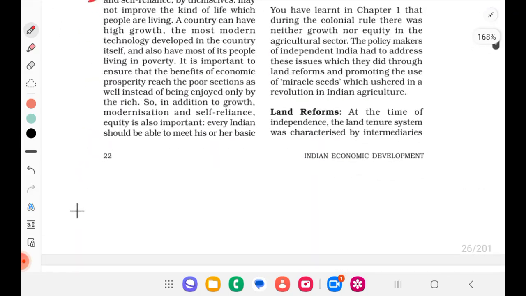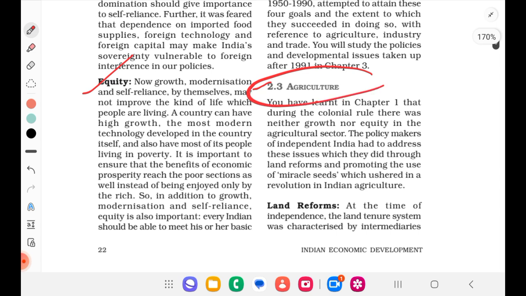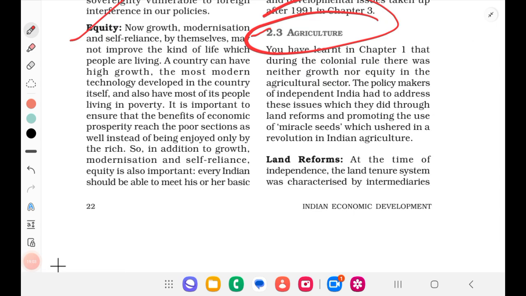Yes. Now we can start with agriculture. You have learnt in chapter 1 that during colonial rule, there was neither growth nor equity in the agriculture sector. The policy makers of independent India had to address these issues, which they did through land reforms and promoting the use of miracle seeds, which ushered in a revolution in Indian agriculture.